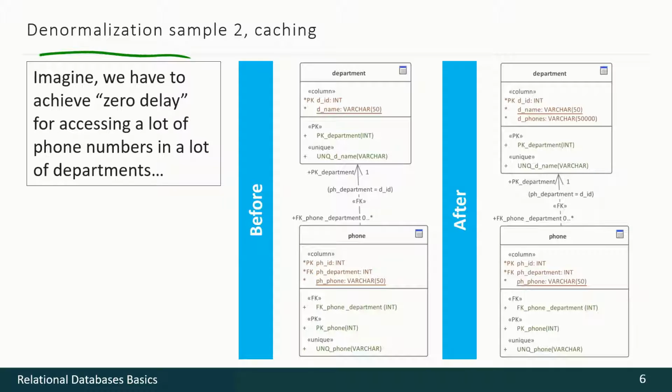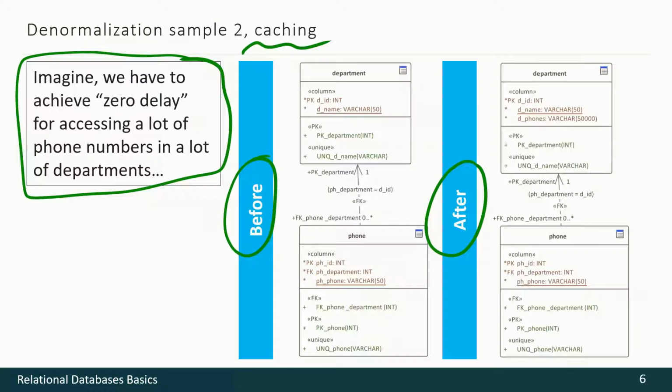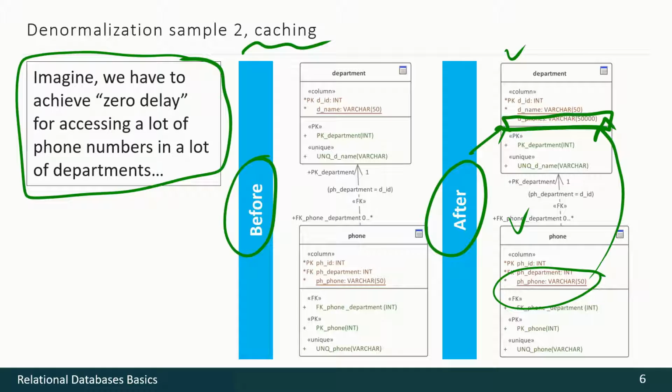Or we may achieve the same goal, solve the same task with caching. This is the initial situation, this is the final situation. So you see that both relations are here, but in this relation we have that caching attribute. And we gather all that information into this caching attribute using something like, for instance, triggers, and that information will be instantly accessible for any query to this relation.